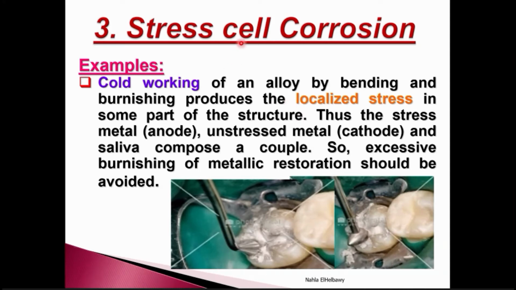The stress cell corrosion, as indicated by the name, means that if we create some stresses in the metallic component, it will result in corrosion due to stresses. For example, if we are cold working, bending an alloy, there is formation of a metal structure.